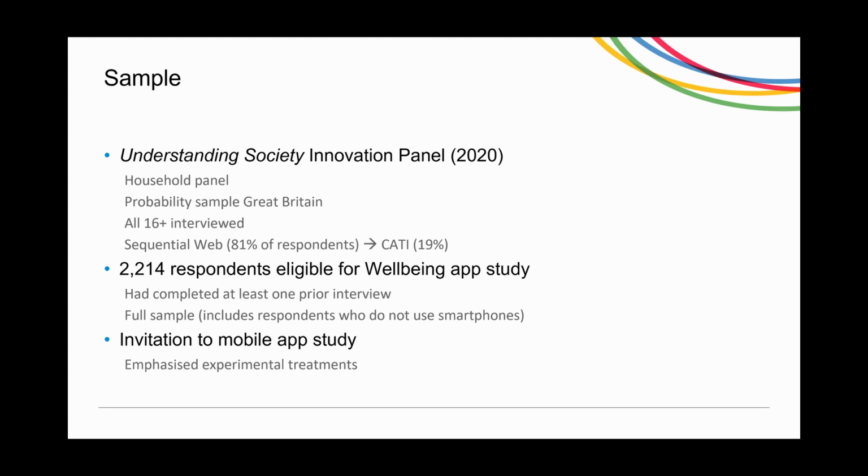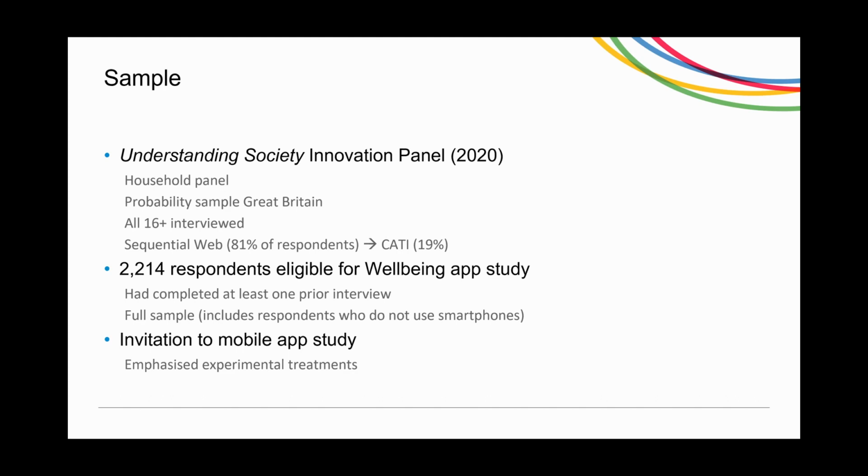This is a household panel, a probability sample in Great Britain, where we interview all household members aged 16 and over. And in 2020, we had 81% of respondents completed this annual interview online, and 19% completed it over the telephone. We had a total of over 2,200 respondents who were eligible for the Wellbeing App study, and eligibility just depended on whether we knew these people were in our sample households.